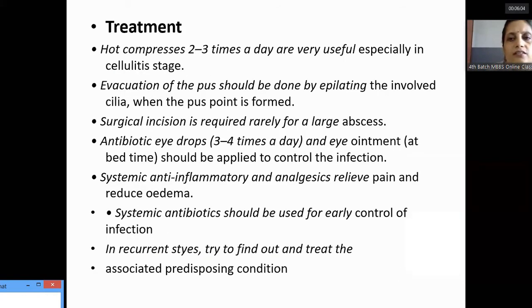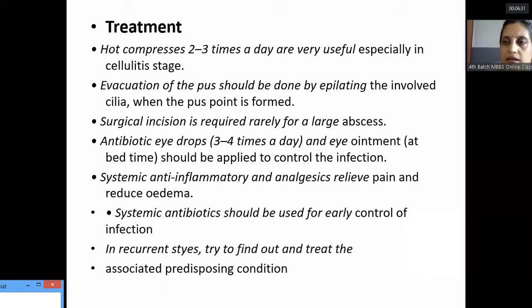So what is the treatment? You go for hot compression 2 to 3 times a day, and this is very useful, especially in the stage of cellulitis. Evacuation of the pus is done by epilation of the follicles that involve the cilia, or when the pus point is formed. Surgical incision is required rarely for a large abscess.